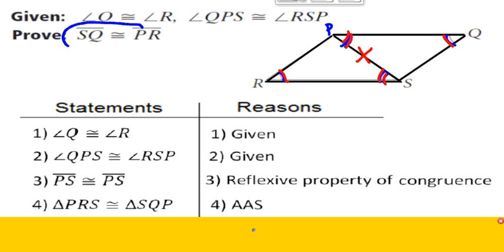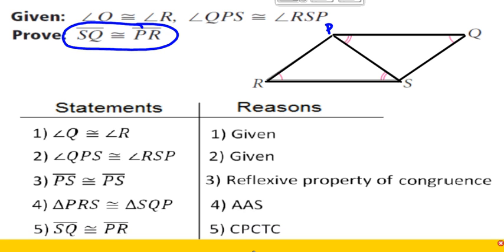That's not what the question was asking me, though. I'm supposed to prove that SQ and PR are congruent. Well, now that I know that the triangles are congruent because of angle, angle, side, I can then say that SQ and PR are congruent to each other because of CPCTC. So since the triangles are congruent, I can now say that SQ and PR are also congruent because of corresponding parts.